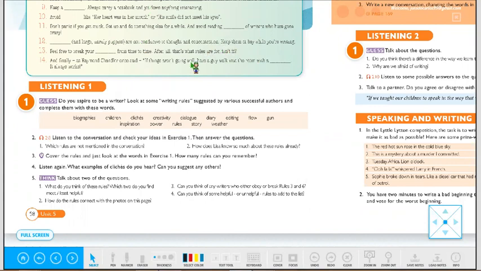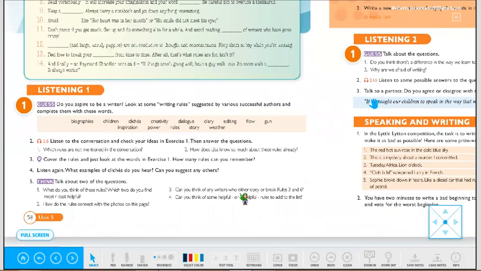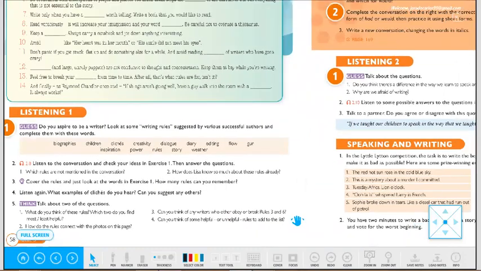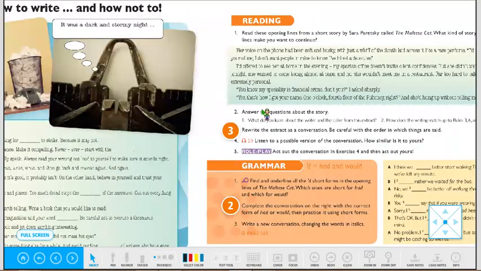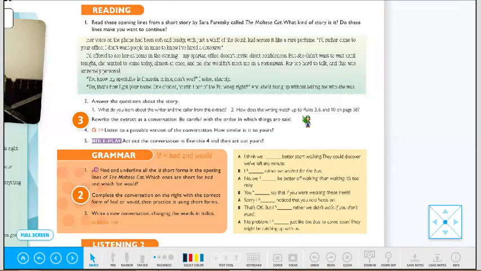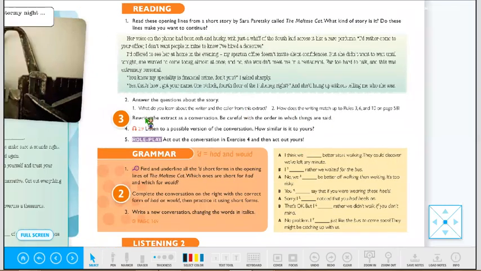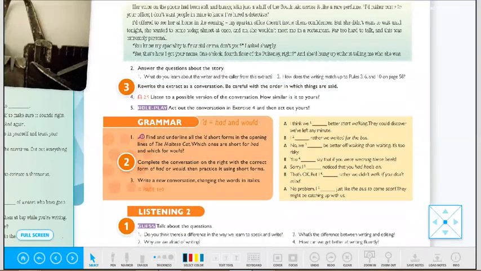Then you don't have to work on this; it's not very necessary. Then it says that there's a reading, this short reading over here. Then you will have to answer some questions. Then there is another listening, and then we get to the grammar part.